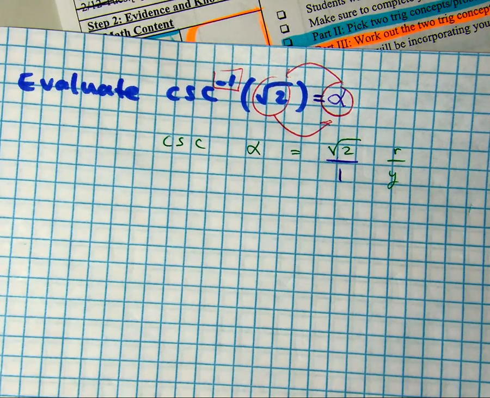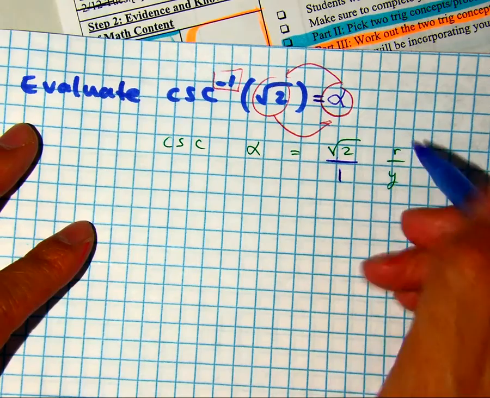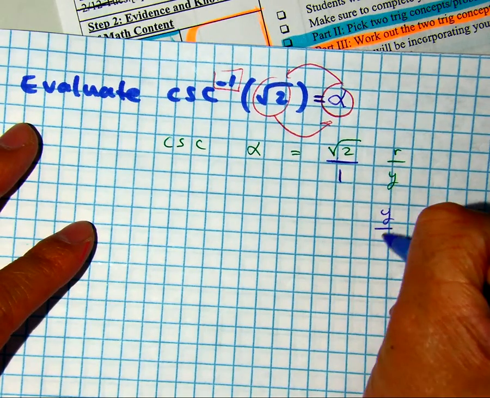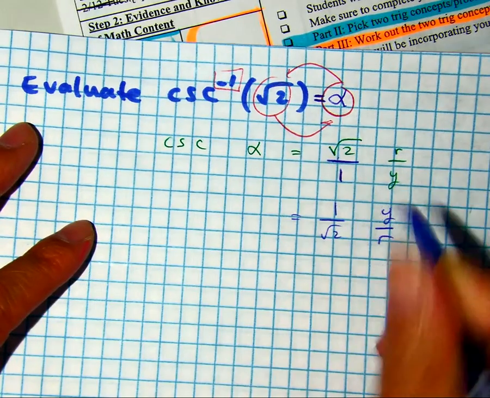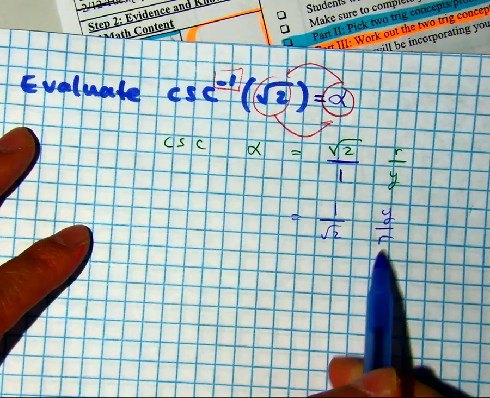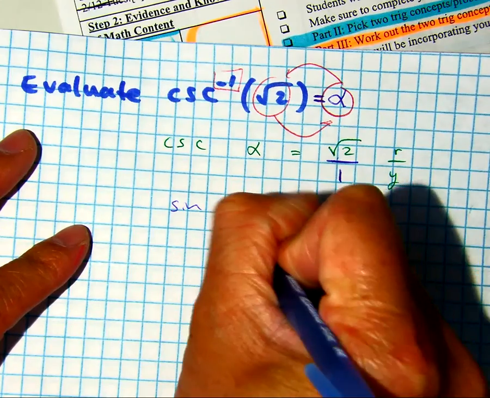Okay. If I take the reciprocal, if I basically just flip them, class, what have you created? Sine of alpha.